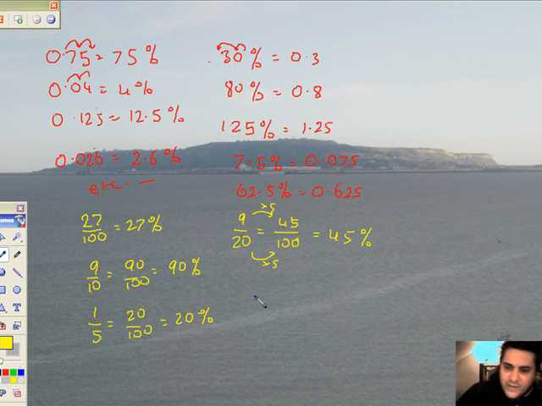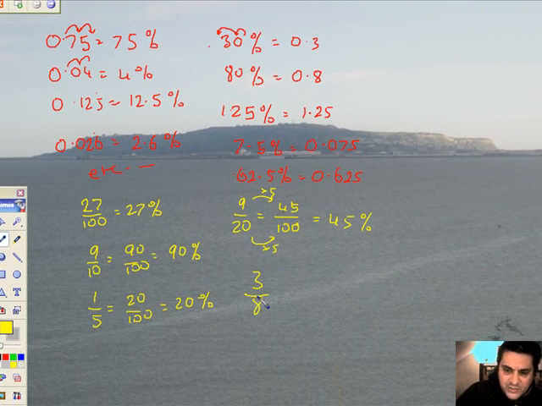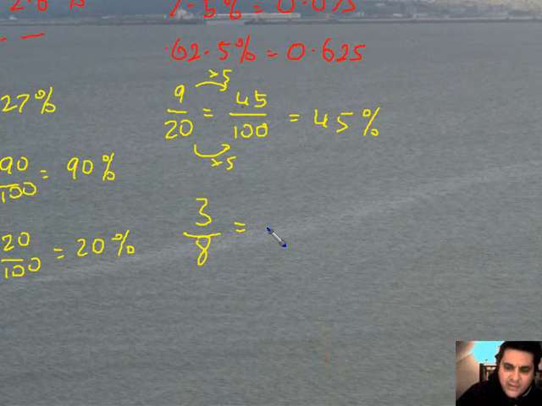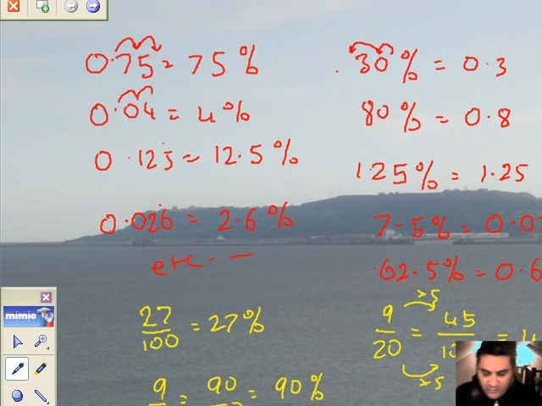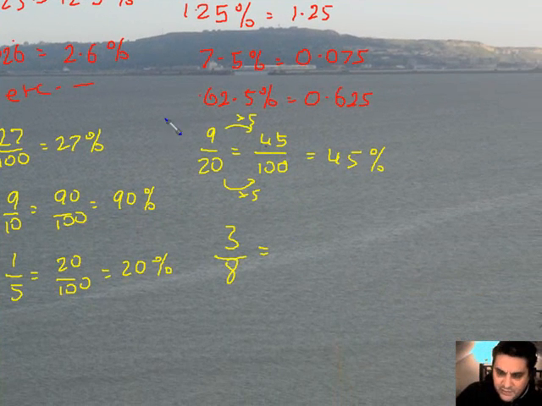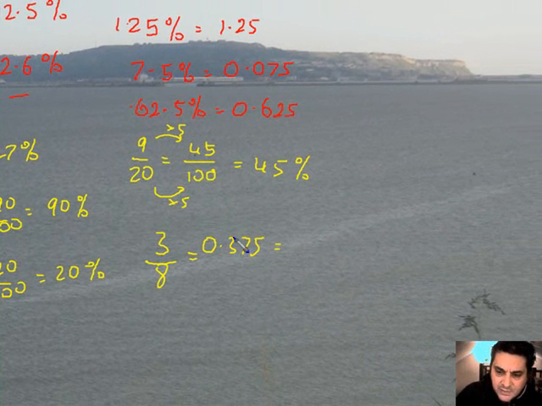One more, 3 over 8. Not so good this one. Grab your calculator, and you go 3 divided by 8, and let me get the calculator right now in case I get it wrong in my brain. So here I go. 3 divided by 8 equals 0.375. So 0.375, otherwise known as 37.5%.